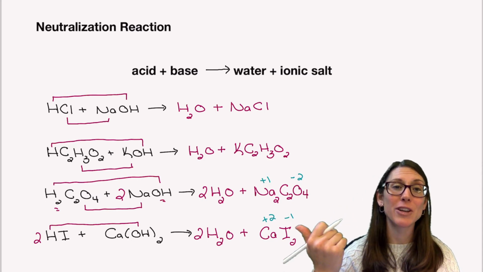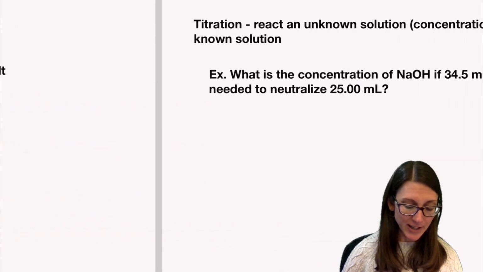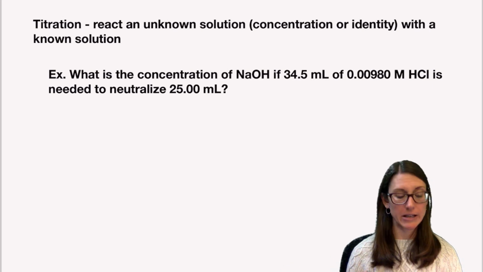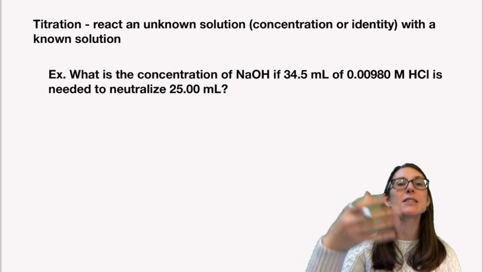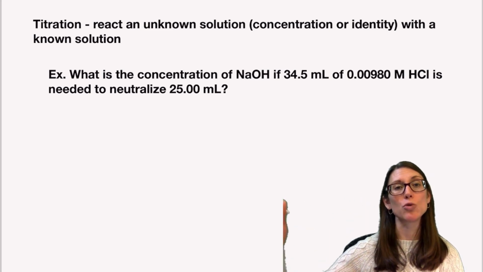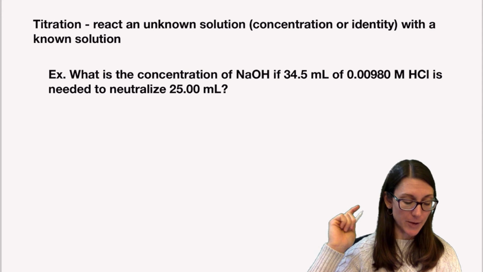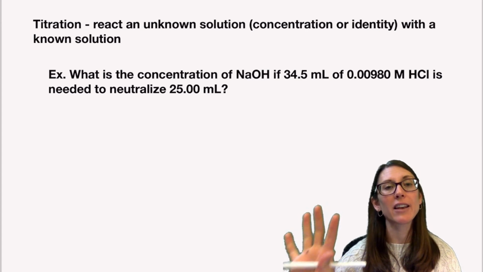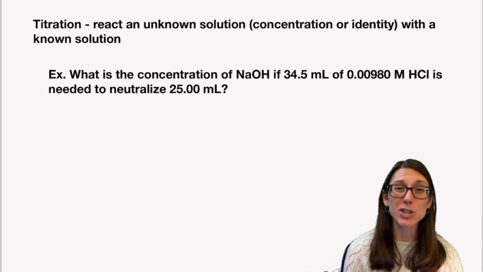So just like with every stoichiometry problem, the first part is writing a balanced chemical equation. Once you've got that part down, it's time to actually do the titration stoichiometry problem. What a titration is, it's basically reacting an unknown solution, maybe you don't know the concentration, maybe you don't know the identity, you don't know something about an unknown solution, with a solution that you know everything about. You know what it is, you know the concentration, you know the volume you're using. So you know everything about one solution, and that allows you to find a missing piece of information about a second solution. I'm going to look at two examples here.